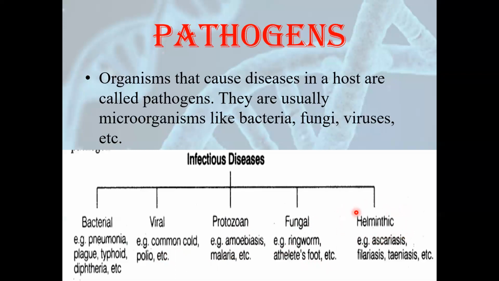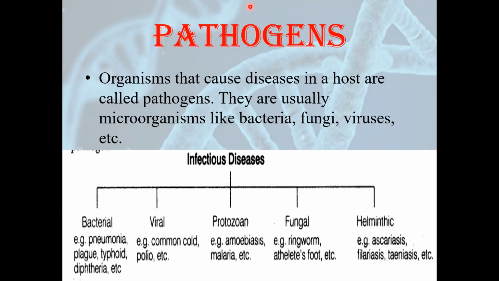Helminthic diseases means diseases caused by the helminths: Aschelminthes, Nemathelminthes, Platyhelminthes. Remember this, we have done it in 11th standard. Yes. So the diseases that are caused by these helminths, these are not microorganisms actually, they are worms. The diseases caused by helminths are Ascariasis, caused by Ascaris, Filariasis, caused by the filarial worm, and Taeniasis, caused by Taenia solium, that is tapeworm. So these are certain diseases that are caused by these pathogens.